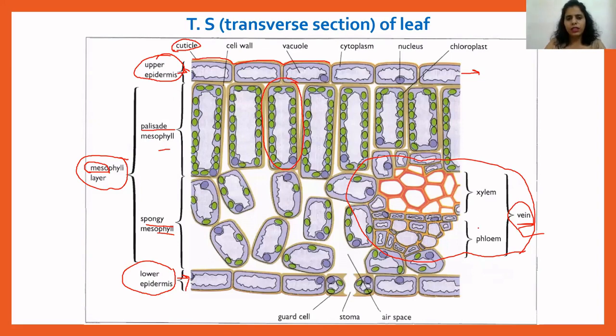I've already told you that these veins, midrib and petiole, all these structures have vascular bundles inside them. A vascular bundle comprises vascular tissues, which are xylem and phloem. So we have two vascular tissues in plants, that is xylem and phloem. These cells in the center are thick walled.